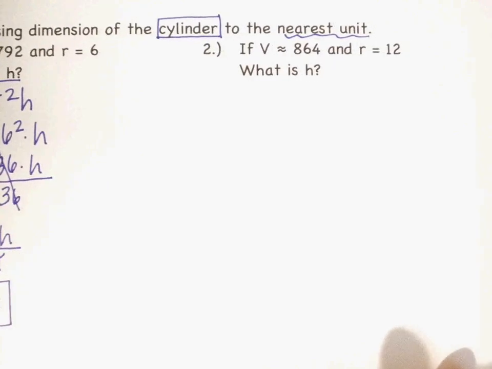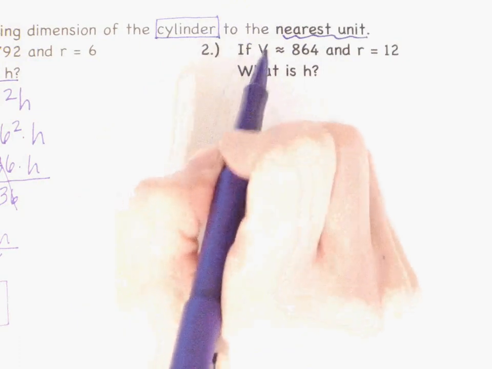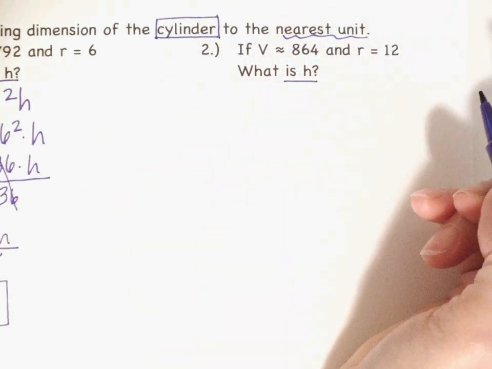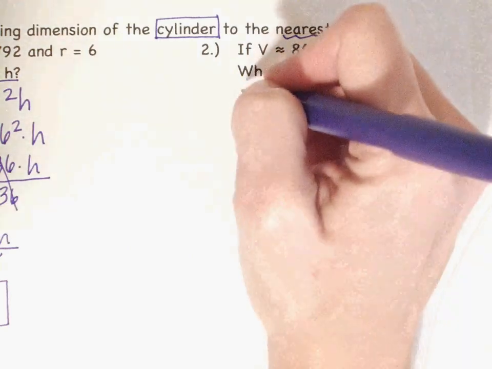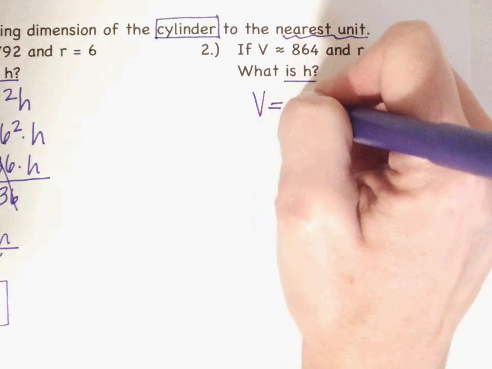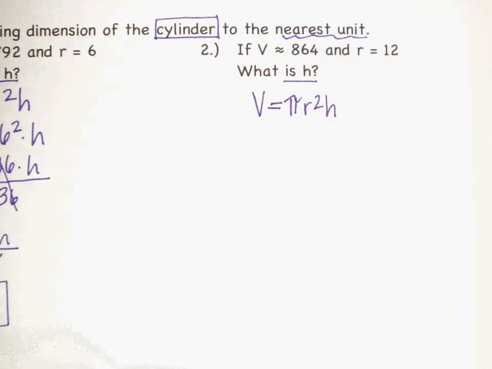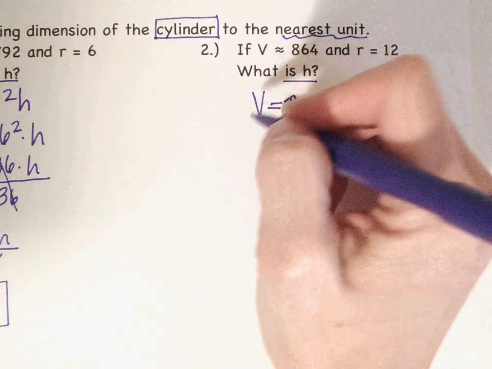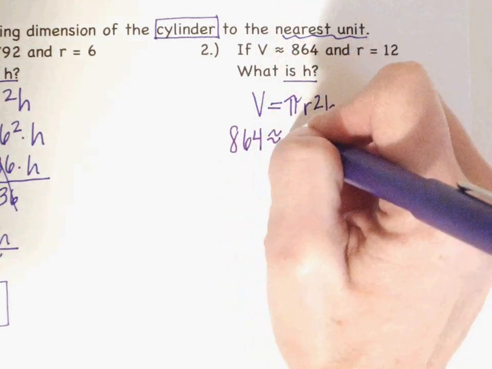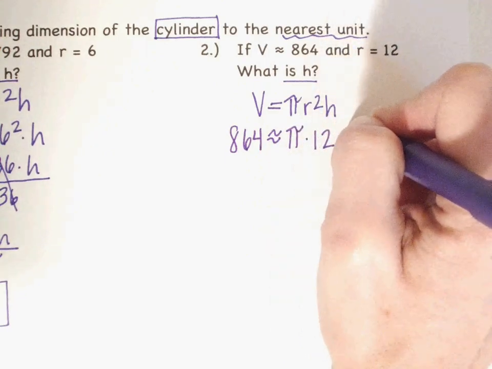Going across to number 2. Again, we are working with a cylinder. It gives me the volume, it gives me the radius, and it's asking for what is height. So I'm going to start by recopying the volume formula: V equals pi r squared h. Then I'm going to make my substitution. I have 864 in for V, approximately, the pi will get dropped down, and instead of writing r, we'll have 12 in its place.